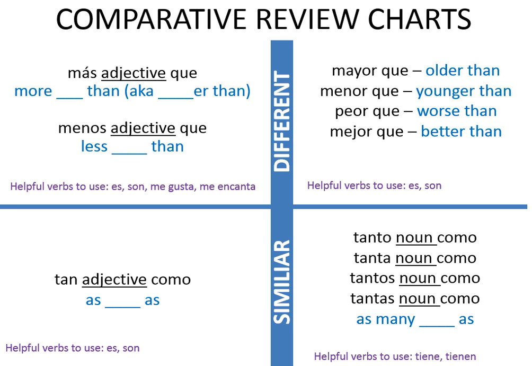So this is just kind of a breakdown. Might be super helpful if you want to freeze frame it or if you want to take a photo of it. Up here are things that we use to compare things that are different, because you're more than or less than. And then you've got the irregulars, older, younger, worse, or better. Down here, these are comparisons that are similar. As nice as, or I have as many birds as. And that is all you really need to know about writing comparative sentences in Spanish.